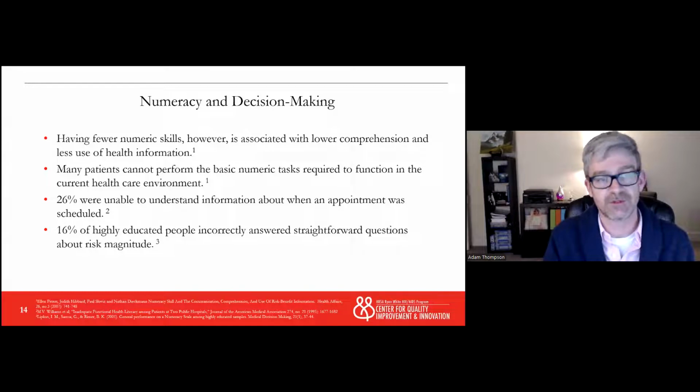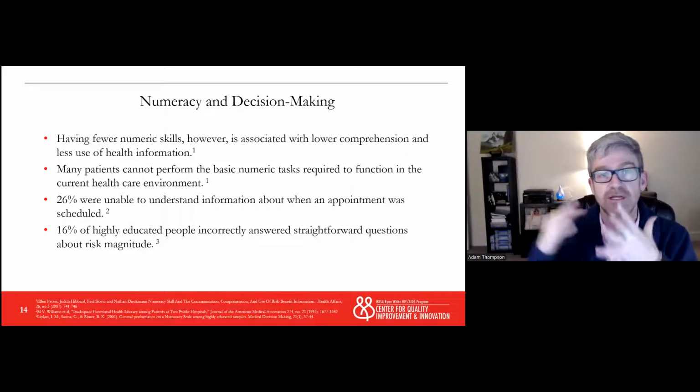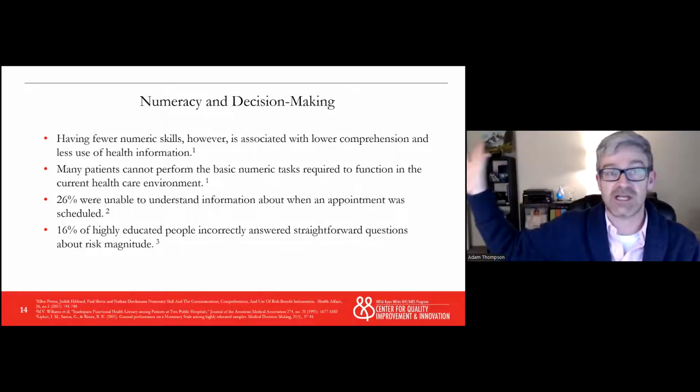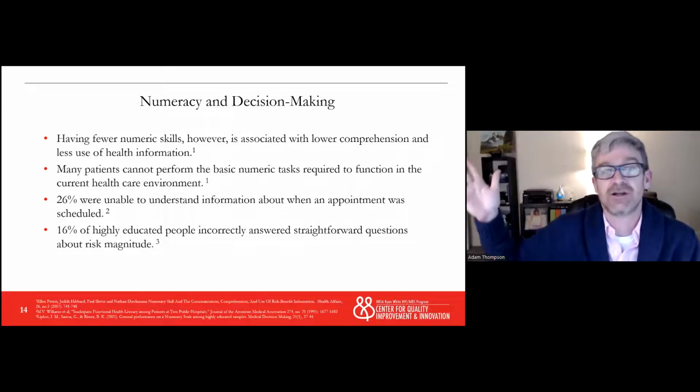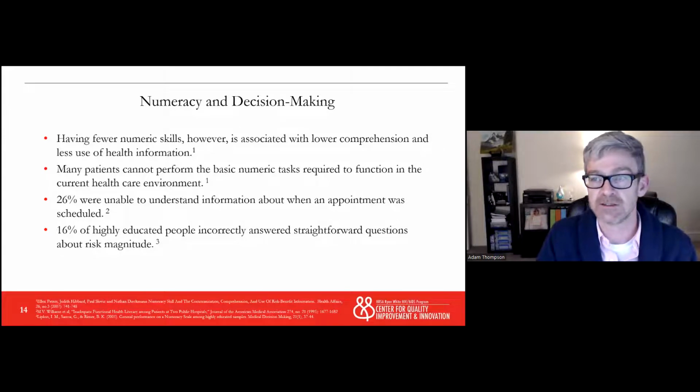For example, 26% of persons in one study were unable to understand information about when an appointment was scheduled. Think about that. That is 1/4 of individuals in this sample that couldn't understand when their next medical visit was. And then, as I mentioned earlier, 16% of highly educated people incorrectly answered straightforward questions about risk magnitude. So trying to understand when someone says you're at increased risk, or you have a 5% chance increase that this will happen, or your odds are increased by 1.2. Most folks don't understand those kinds of comparisons.